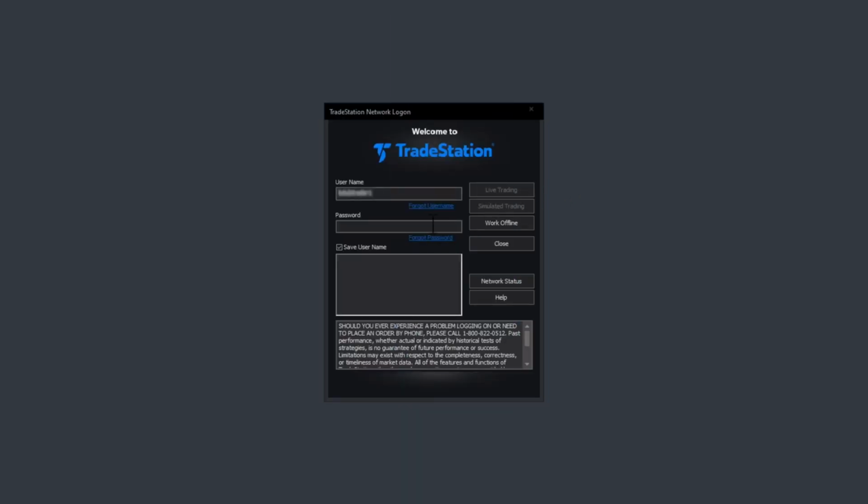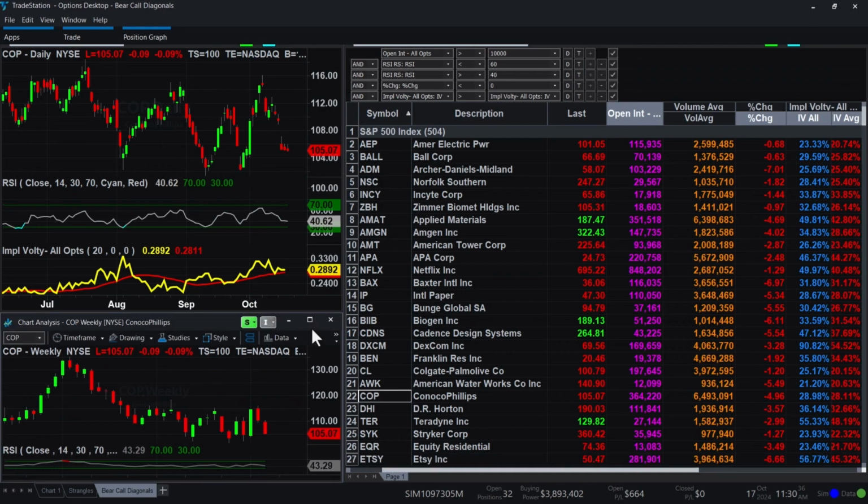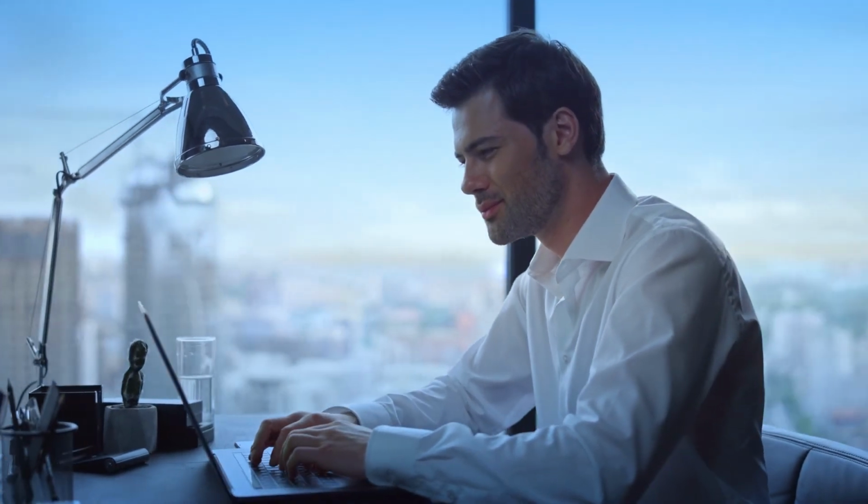Practice placing and managing diagonal spreads using TradeStation while logged into the simulated mode. This will allow you to experiment with the strategy and order placement with real-time market data and instant feedback without risking real money. Once you gain confidence and skills, the transition to trading diagonals in a live account may be smoother. Always consider your risk tolerance and market outlook before using this strategy.